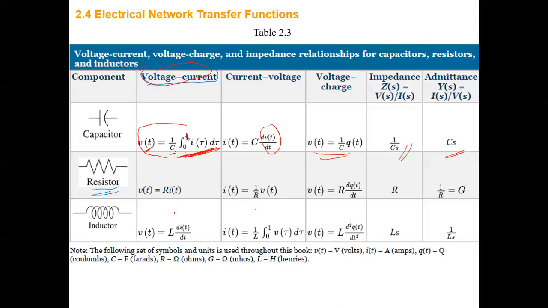Similarly, for the inductor, we have v equals L di by dt, i equals this, and v equals this, and impedance this, and admittance this. Okay, so this is just the table. You already know this thing, right? This is physics 112 again.